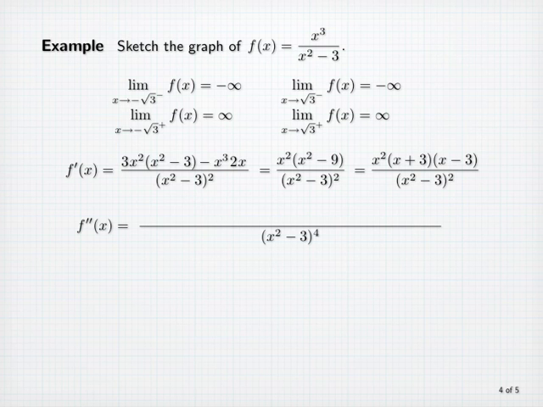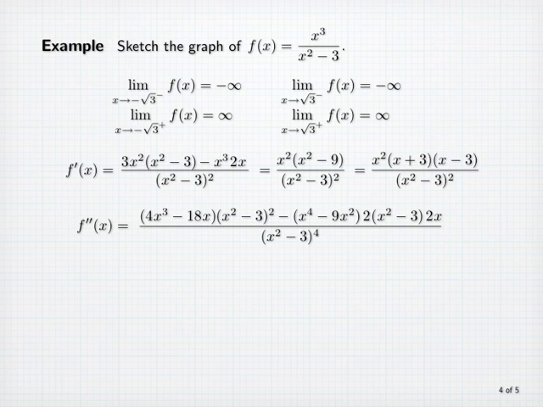Now let's calculate the second derivative. The denominator is x squared minus 3 to the fourth power. In the numerator, we'll start with the derivative of x to the fourth minus 9x squared, which is 4x cubed minus 18x, times the denominator x squared minus 3 squared, and subtract x to the fourth minus 9x squared times the derivative of the denominator, which we'll obtain using the chain rule. It will be 2 times x squared minus 3 times the derivative of x squared minus 3, which is 2x.